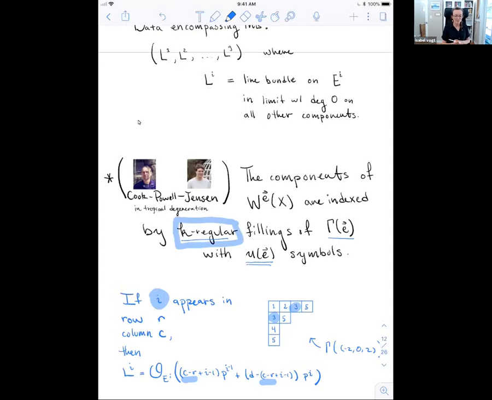So this is a very nice description of the components of W^E on the central fiber, but I should note, warning, that this description at the moment is only set theoretic.